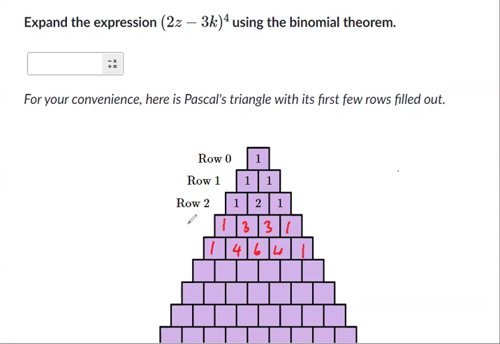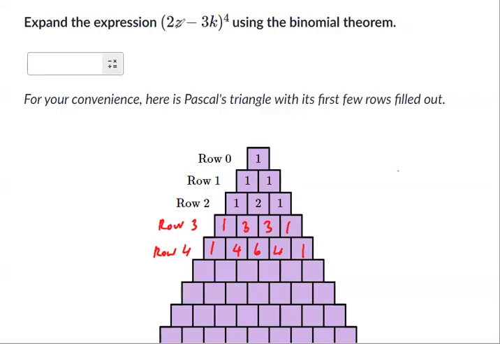So this is row number 3. Okay, and then the next one is row number 4. Maybe I should write it this way: row number 3, and then this is row number 4. These numbers on Pascal's triangle will give us the coefficients of this expansion. So what does that look like?